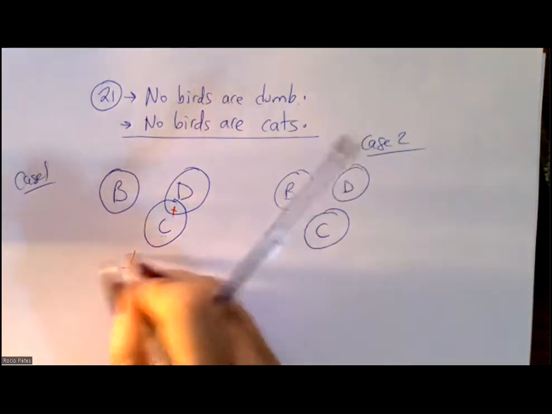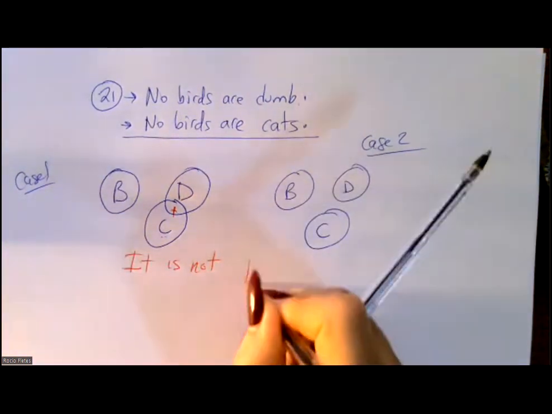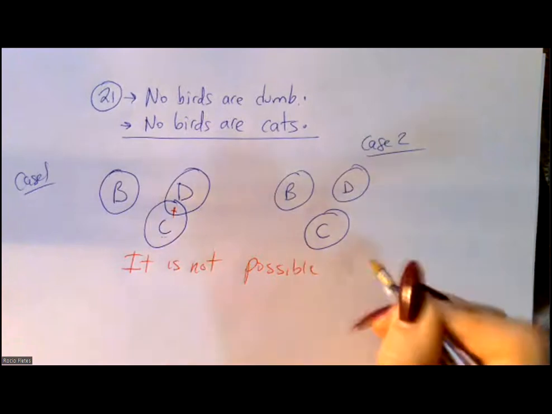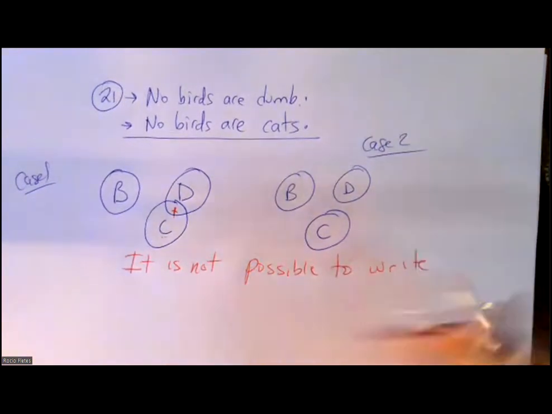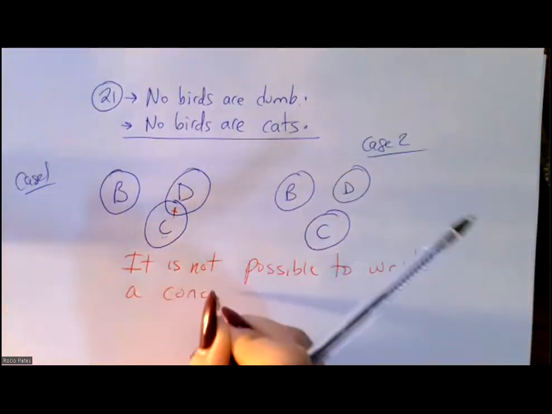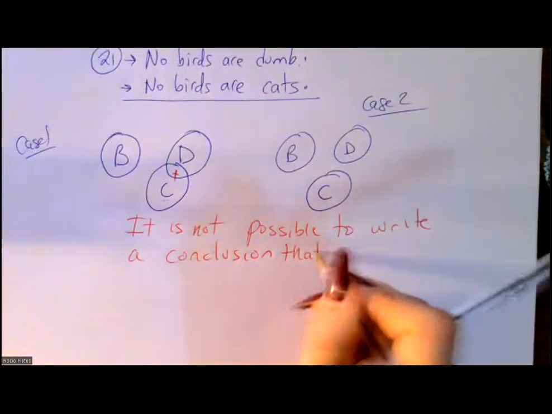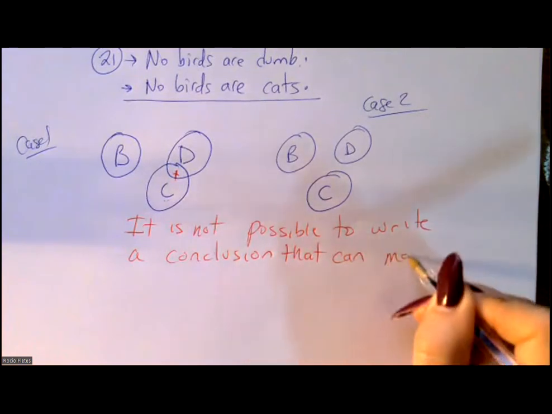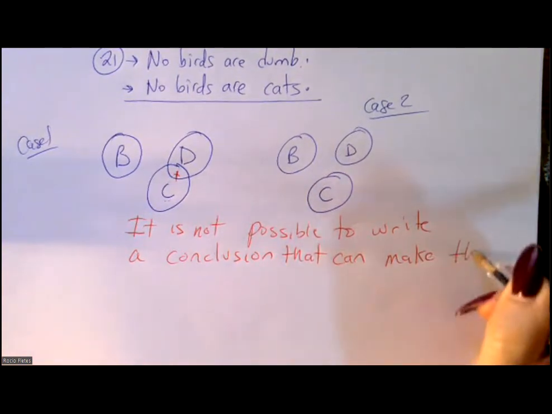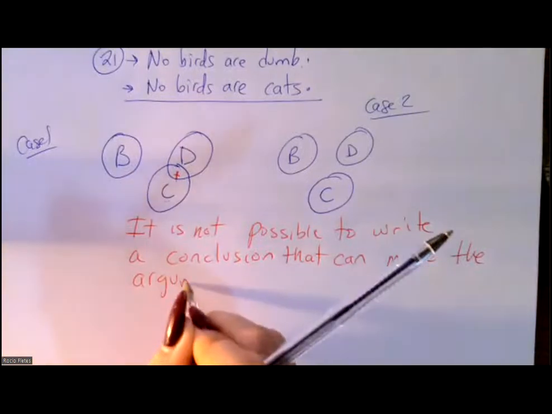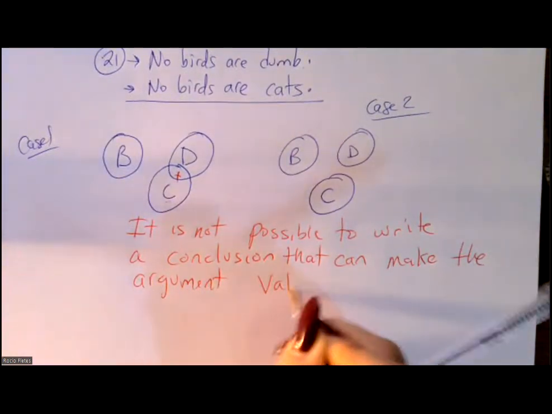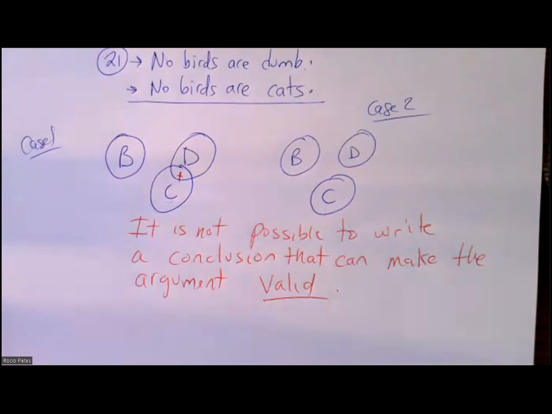So it is not possible to write a conclusion that can make this argument valid. Okay, so that's 21. I think you have a good number of problems to help you with this section.